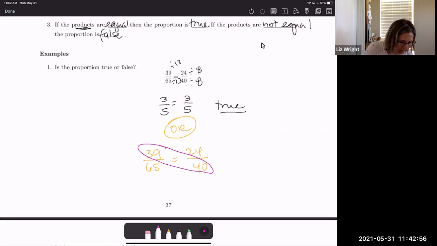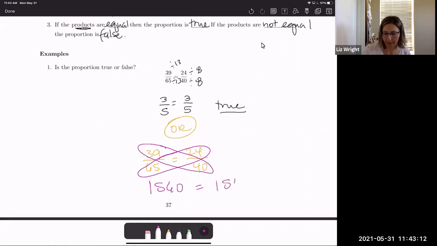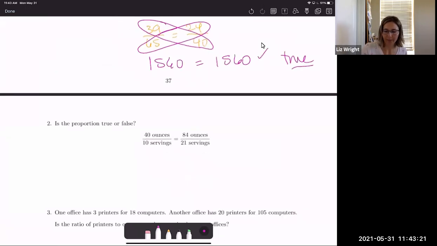So 39 times 40 gives me 1,560. And then I'm checking to see, well, is that what this is going to equal, the product of that? So 65 times 24 also gives me 1,560. So check. This one is a true proportion. So let's check another one.